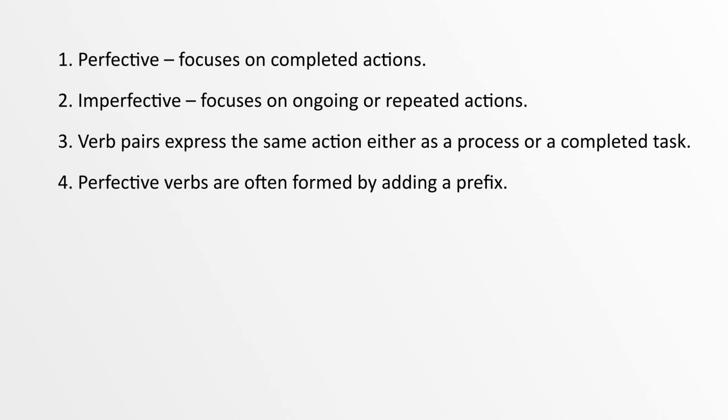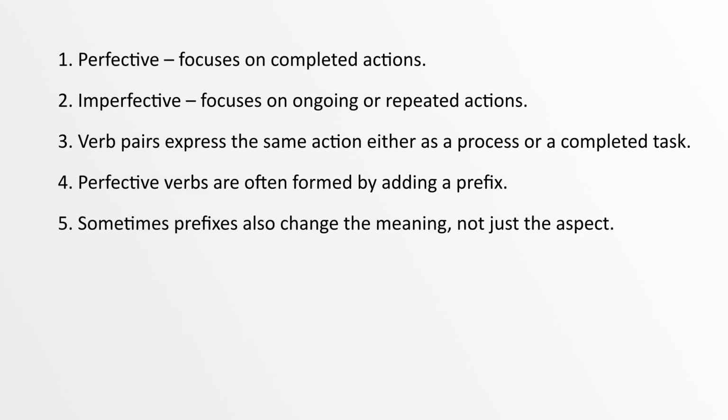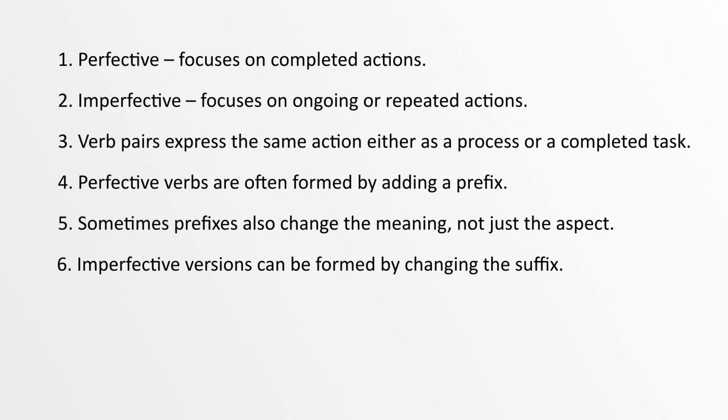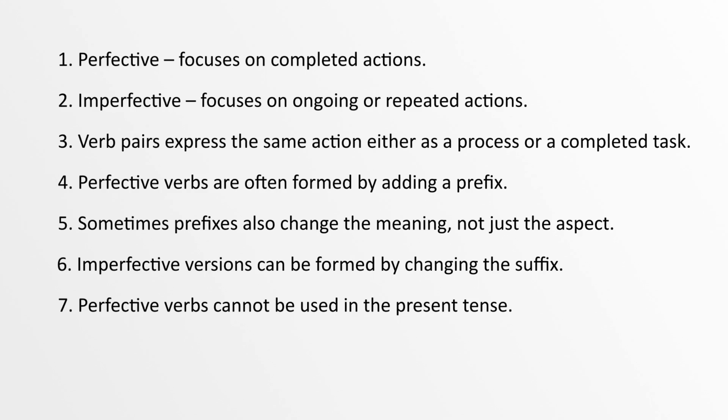Perfective verbs are often formed by adding a prefix, for example, napsat, zaplatit, vyčistit. Be careful, because some prefixes also change the meaning, not just the aspect. Imperfective versions can be formed by changing the suffix. For example, podepsat, podepisovat, dát, dávat. Perfective verbs cannot be used in the present tense, only for past or future completed actions. Imperfective verbs can express all three tenses, past, present, and future.